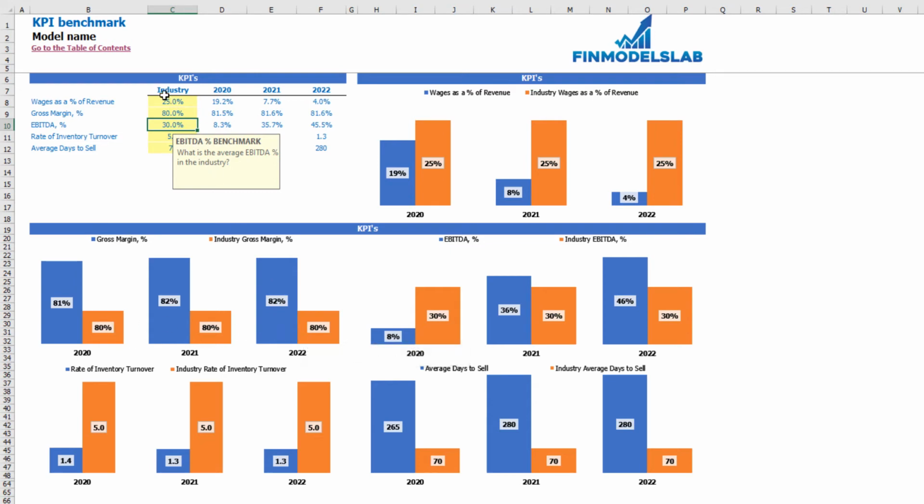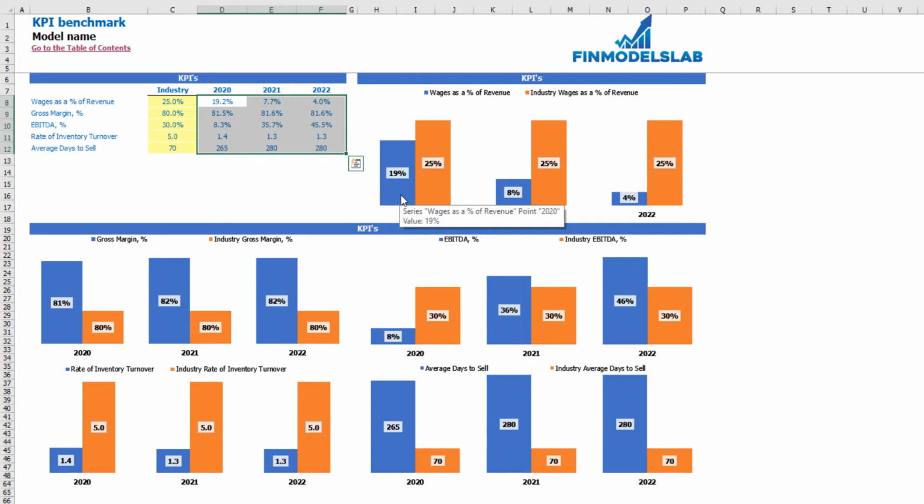In the same way, you can update wages as a percentage of revenue, EBITDA percentage, inventory turnover ratio, and average days to sell. The values calculated based on the model assumptions you may see here, and in all the charts you may see that blue value, this is the value calculated by the model, and this orange value, this is a value as a benchmark KPI or industry-specific KPI for your business.